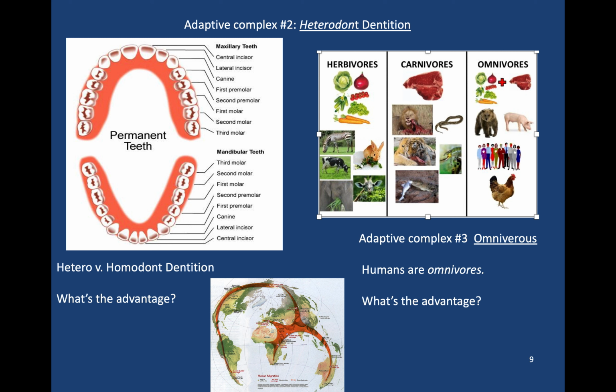So that's three terms right there. One is homeothermy, another is the concept of heterodont dentition, and the third is the fact that we are omnivorous. We can exploit different food sources. Okay, we move on.